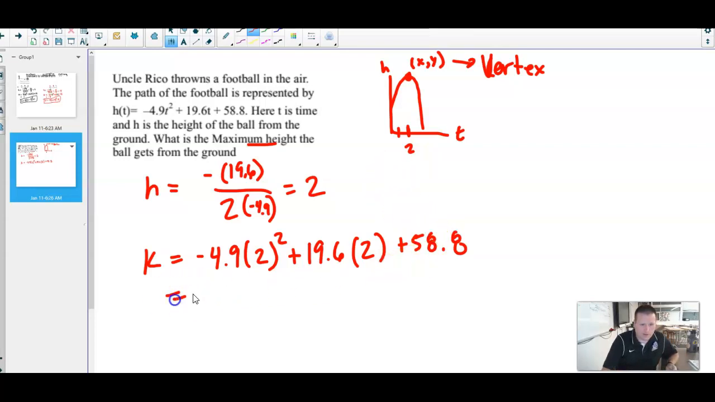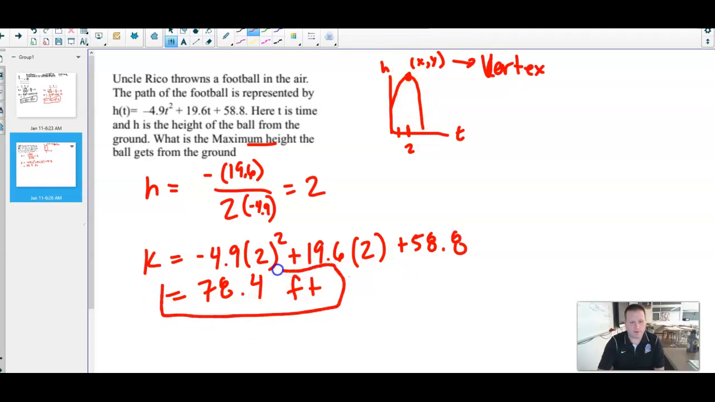So this gives me 78.4. It doesn't actually tell us, but this is supposed to be in feet. So this would be feet here. And what that's saying is that at 2 seconds, it's at 78.4, which is that top value. And so this would be my answer. I actually do not need to put it in standard form, but I do need to find h and k.